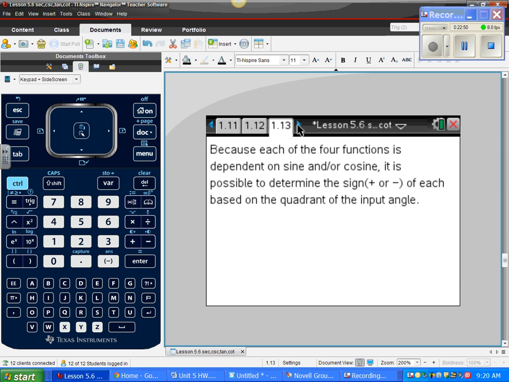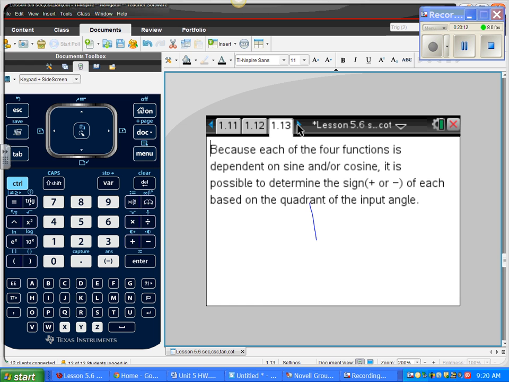Okay. You guys have an extra page. Just skip it. You're going to go to this one. All right, so because each of the 4 functions is dependent on sine or cosine, what you're going to see happening is wherever a trig function is positive, its reciprocal is also going to be positive. Wherever a trig function is negative, its reciprocal is also going to be negative. So that all students take calculus still applies. We're just going to add on to it its reciprocal trig functions.